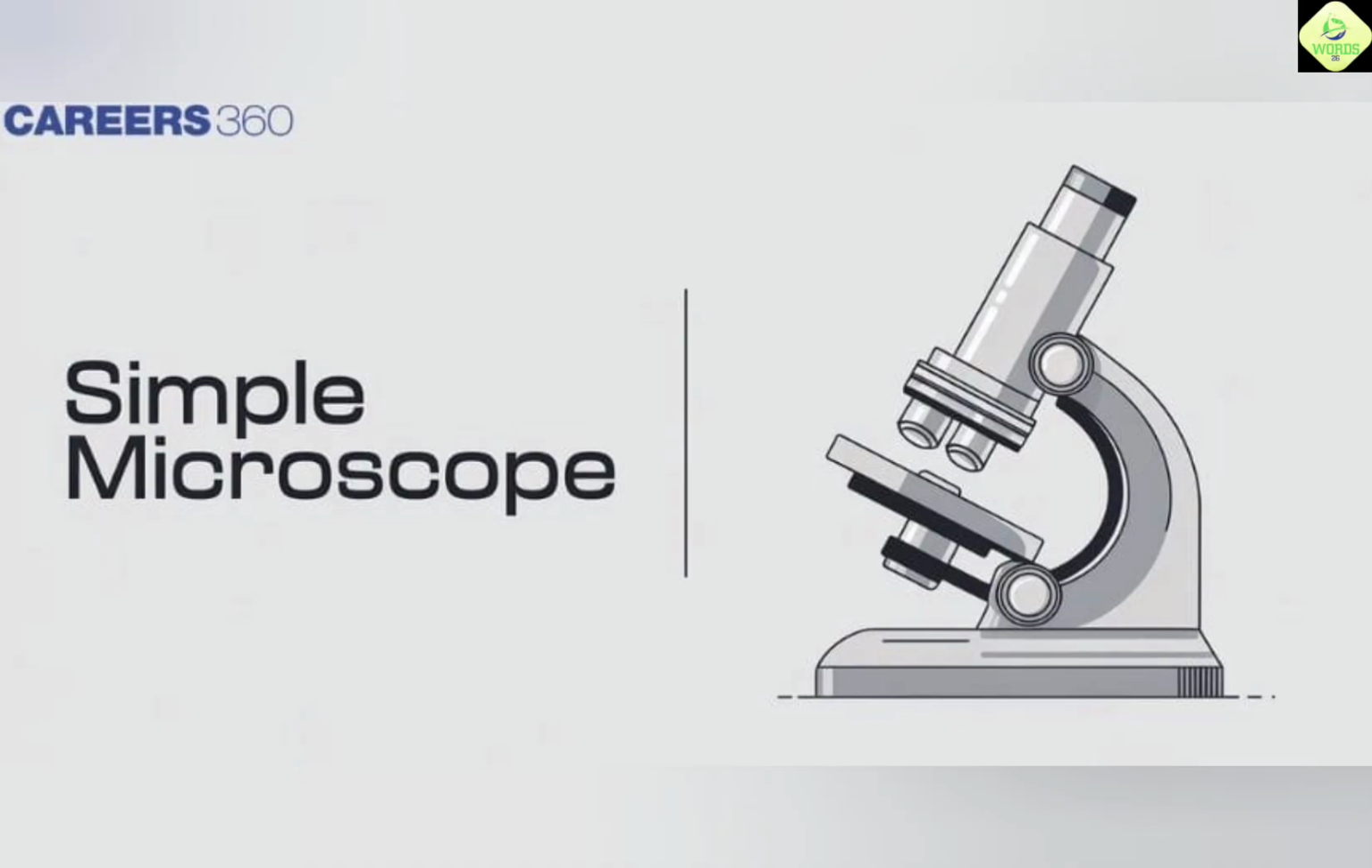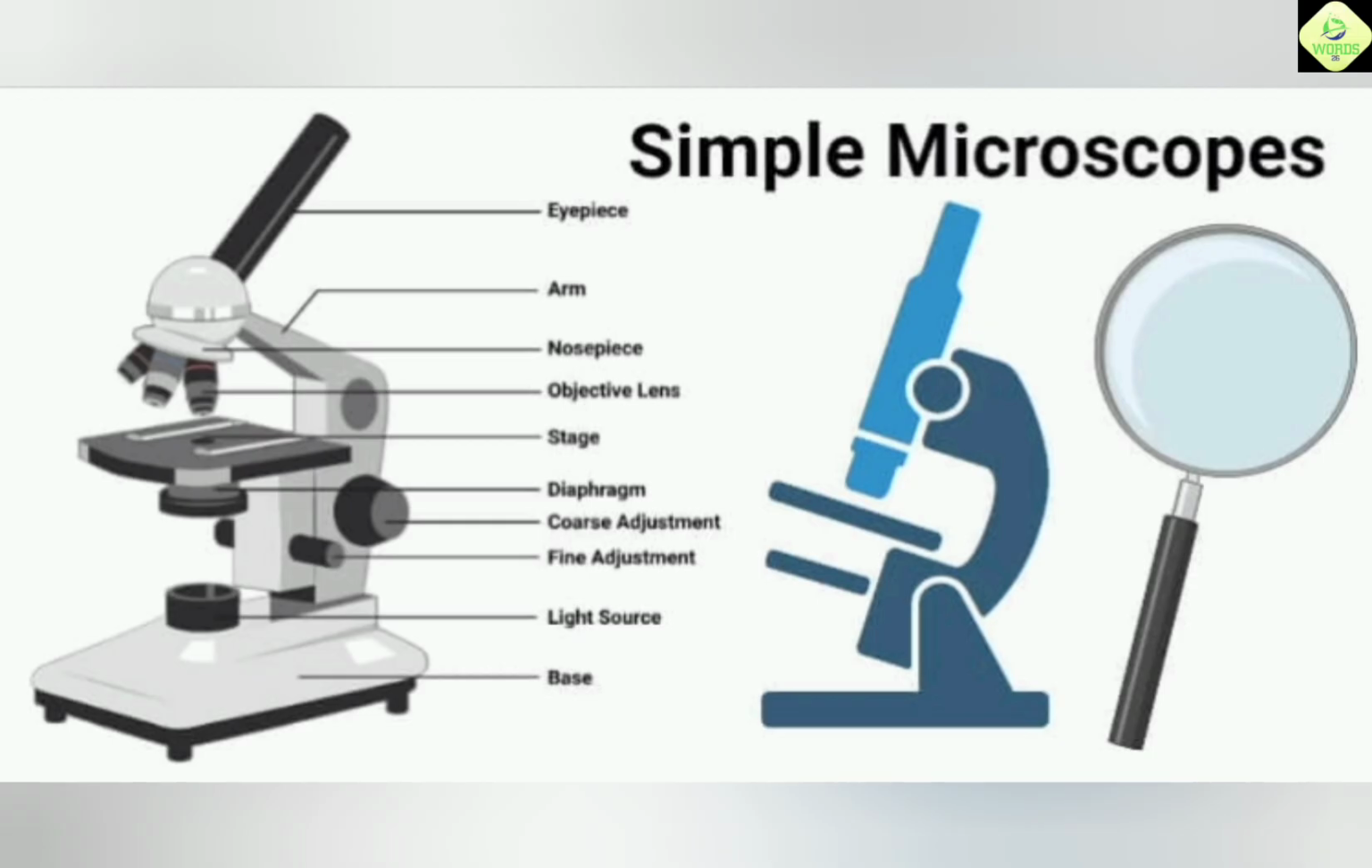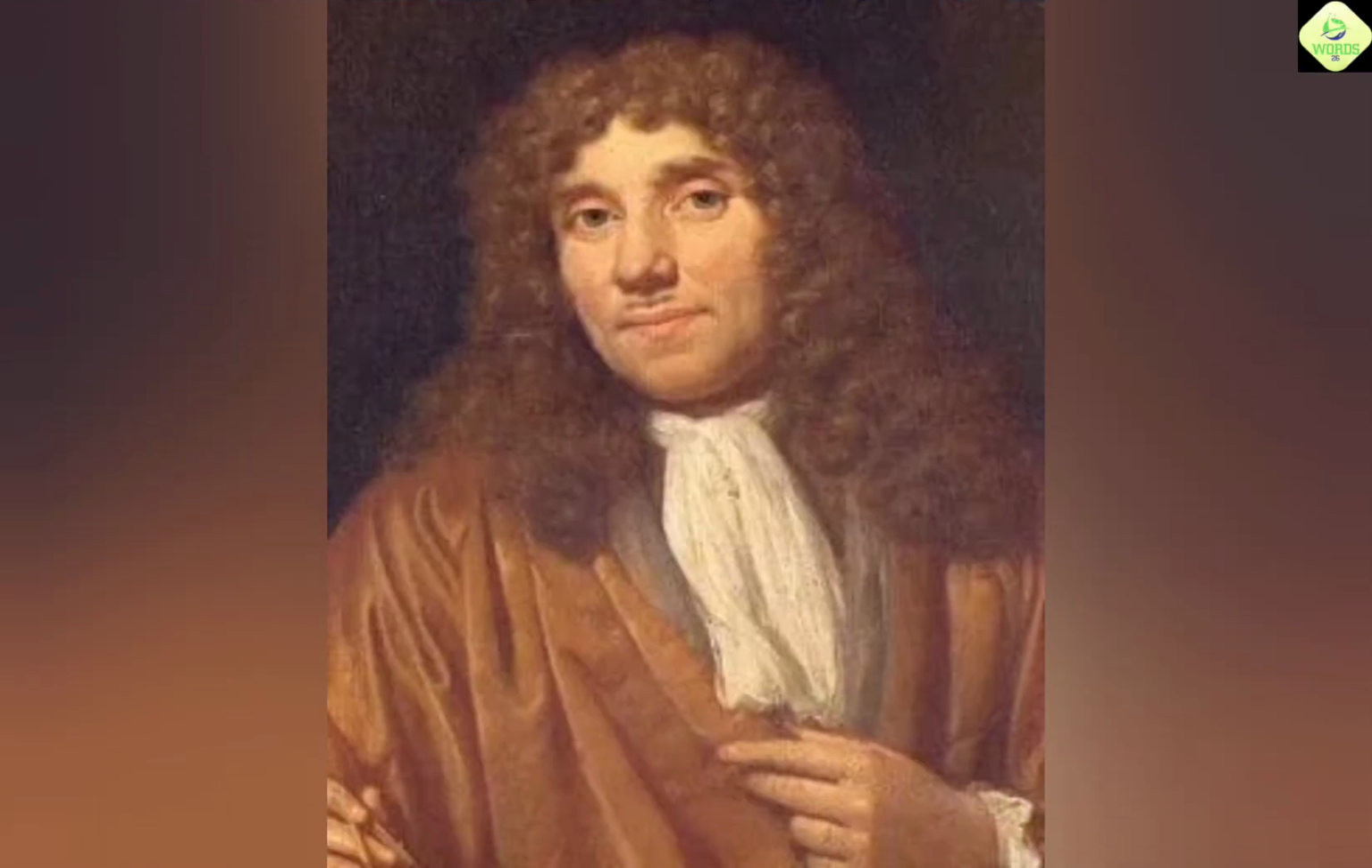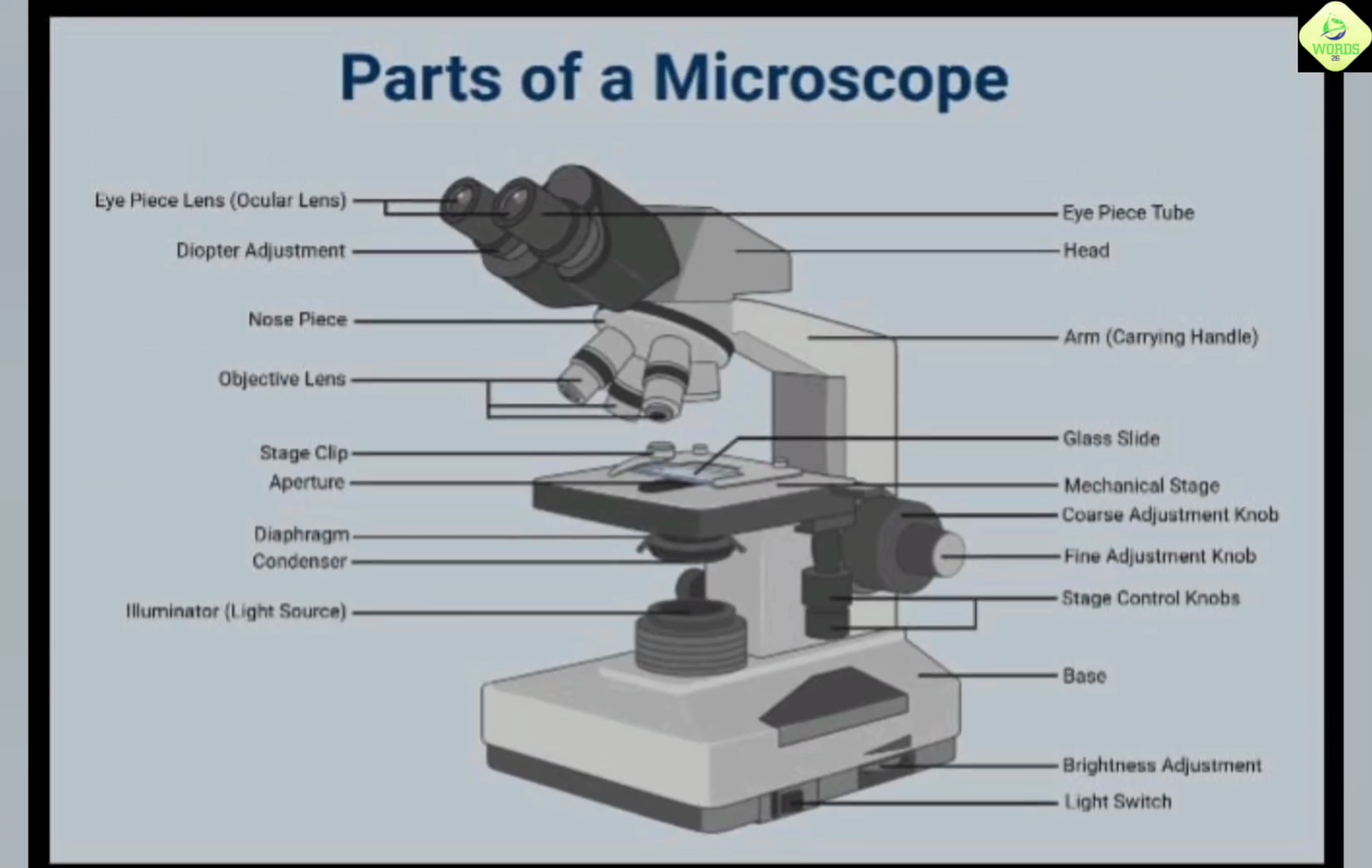History of the simple microscope. The simple microscope was developed during the 17th century. The Dutch scientist Antony van Leeuwenhoek made powerful single-lens microscopes capable of magnifying objects up to 200 to 300 times. Using these microscopes, he became the first person to observe microorganisms such as bacteria, protozoa, sperm cells, and blood cells. His discoveries laid the foundation for microbiology, and he is known as the father of microbiology.